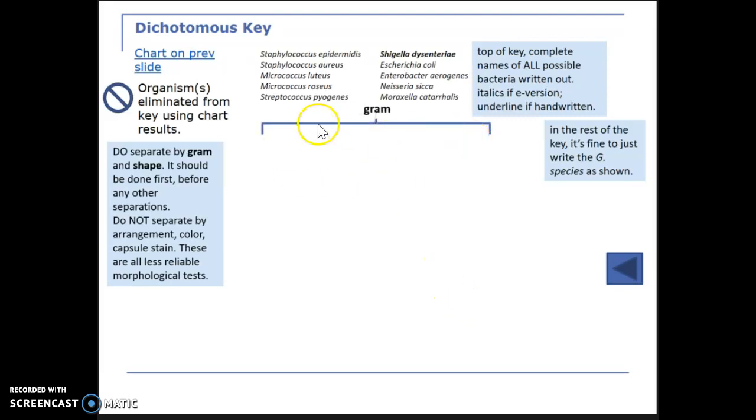I make a separation bar like this, and my test is gram type. There are 2 separations. It can be gram positive or it can be gram negative. I know what they are because my chart gives that to me and I can easily look that up. So I separate them by gram type. Notice that the first time the organisms are listed, the full genus is spelled out, but after that, you can leave it out. This would be helpful if you're writing it out by hand. If you're doing it by computer and you just copy paste, it's okay to leave the whole unabbreviated form there.